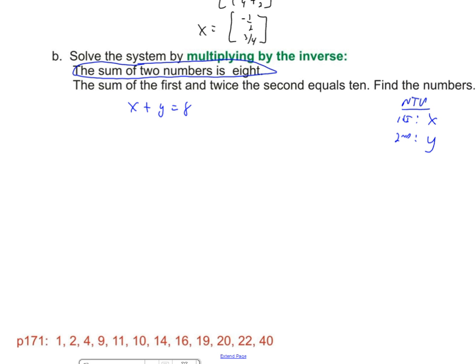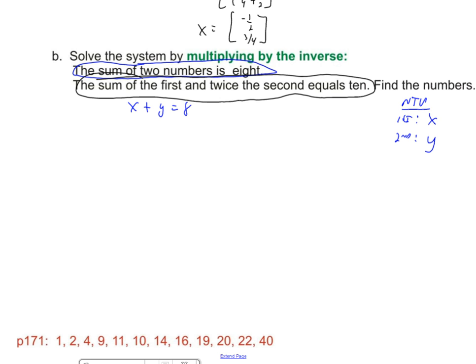The second one's not extremely difficult either. The sum of the first and twice the second equals 10. So somebody give me that equation. You should all be thinking, and hopefully you are. What would I say here? All right, come on, participate. You're going to make me call on you, right? All right. I will call.